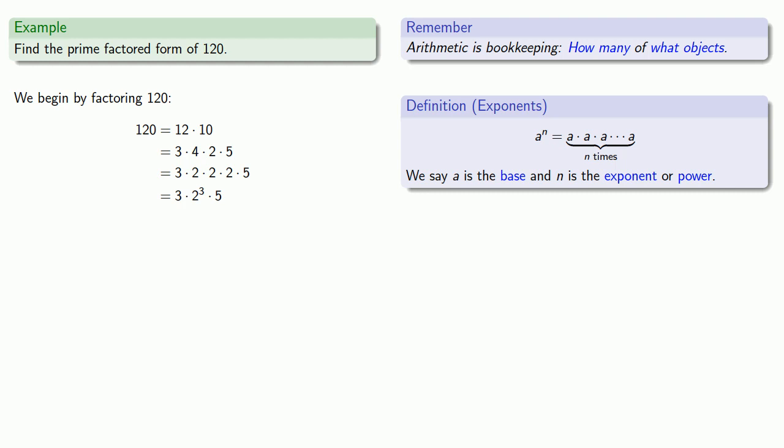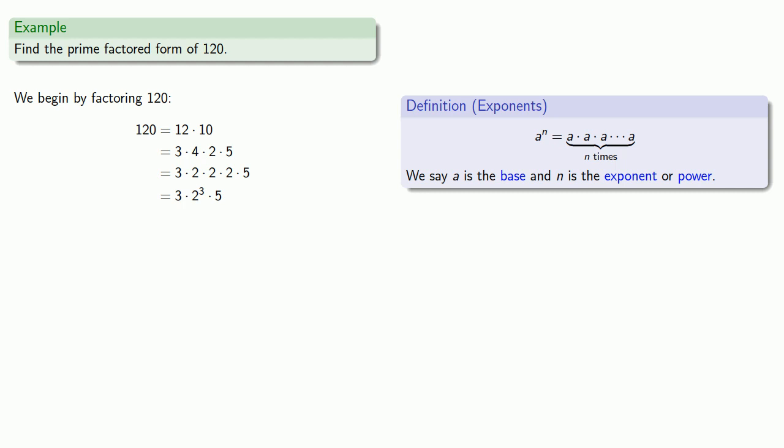Now there's one last step. It's not really necessary, but it's traditional to order this in terms of the increasing size of the prime numbers. So this factor 2 to the third, we'll put that first, followed by 3, followed by 5.